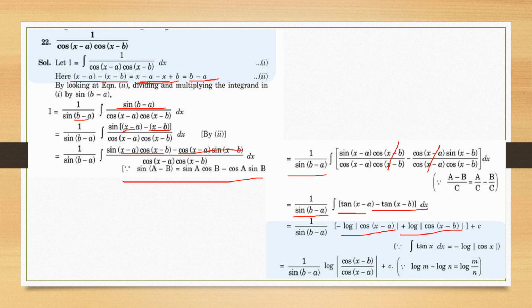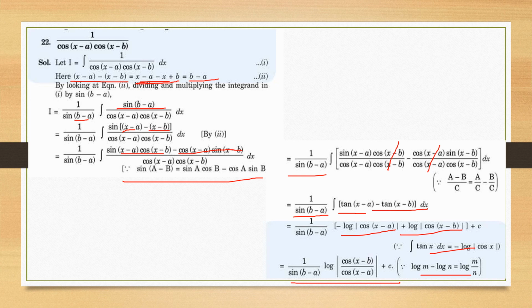Now we are going to use the formula for log a minus log b, okay? That is log a minus log b is log a upon b. So it is 1 upon sine(b minus a) log mod of cos(x minus b) upon cos(x minus a) whole mod plus c, right?